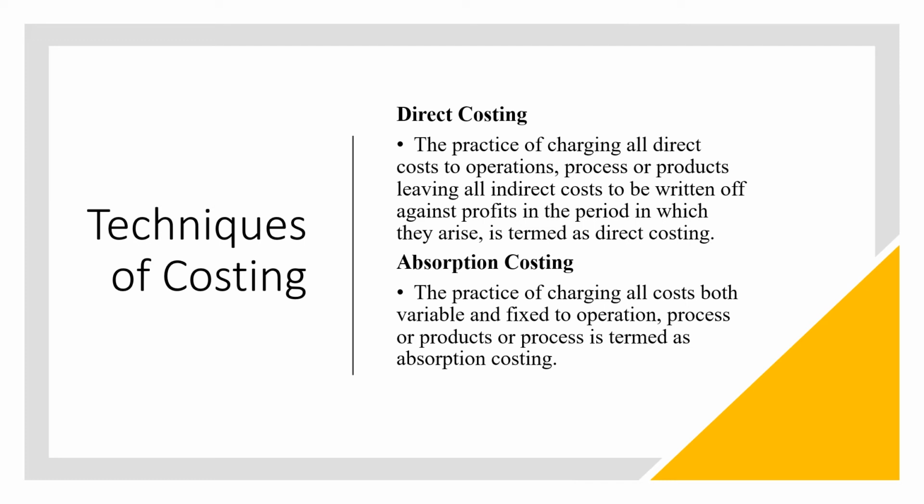Now, direct costing is the practice of charging all direct costs to operations, processes or products, leaving all the indirect costs to be written off against profits in the period in which they arise. So here there is a differentiation between the direct cost and indirect cost. All direct costs related to the product or process or job are kept aside and indirect costs are differentiated. The direct costs are charged to the product, whereas all the indirect costs are charged to the profit and loss account for that period. That is called the direct costing method.